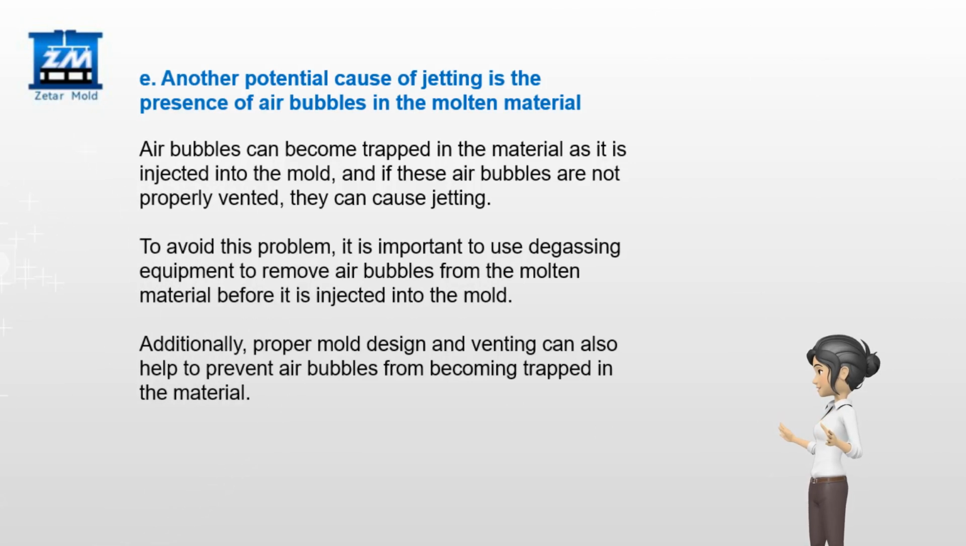E. Another potential cause of jetting is the presence of air bubbles in the molten material. Air bubbles can become trapped in the material as it is injected into the mold, and if these air bubbles are not properly vented, they can cause jetting. To avoid this problem, it is important to use degassing equipment to remove air bubbles from the molten material before it is injected into the mold. Additionally, proper mold design and venting can also help to prevent air bubbles from becoming trapped in the material.